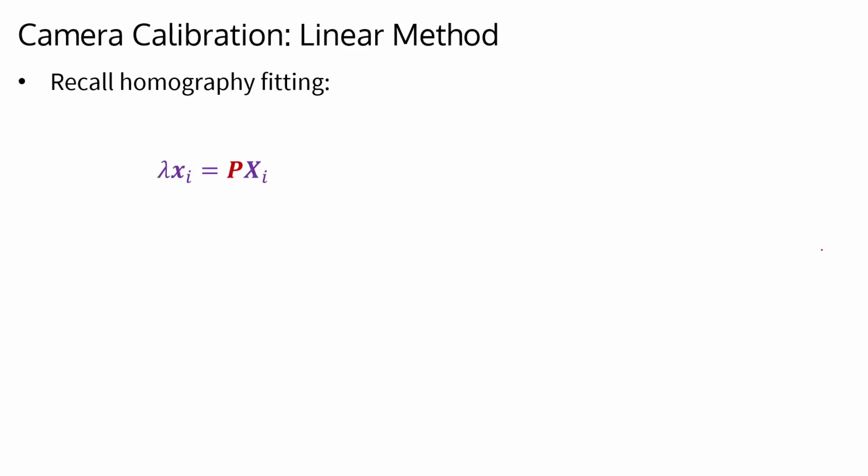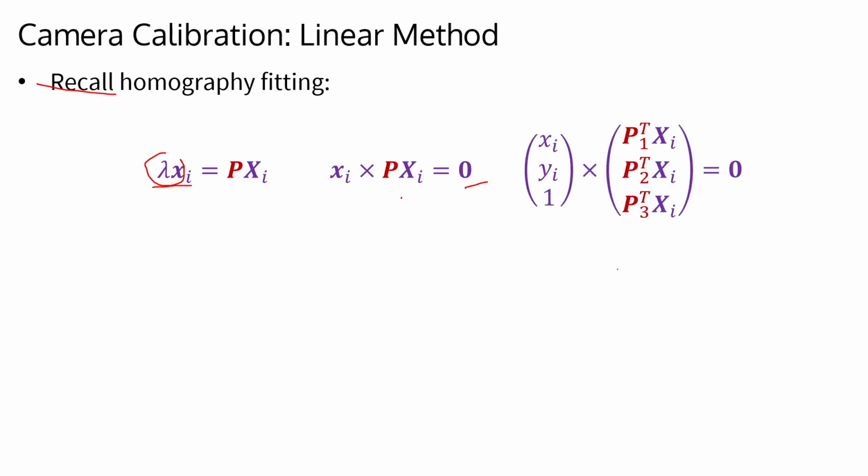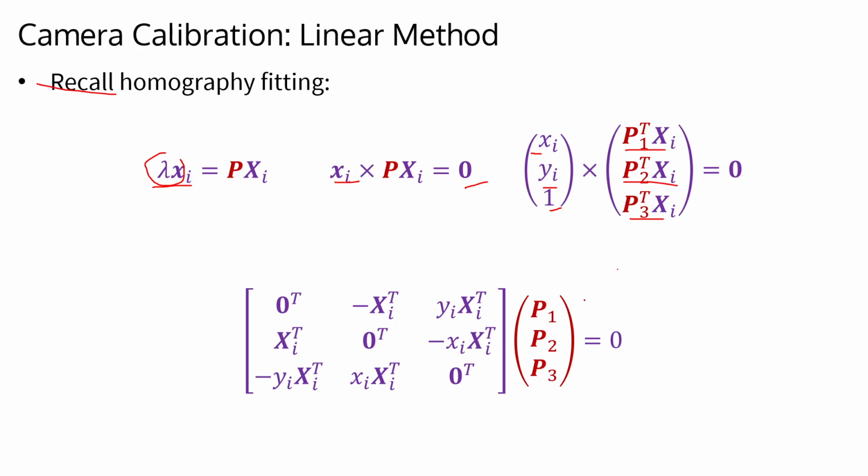We have initially fitted the homography like that. We can fit one here, but there are some tricks to be done, because the parameters are arranged in a more complicated fashion. So lambda xi equals P Xi. What we do is take the cross product with xi. Then on this side you get 0. Xi cross P Xi is 0. We expand xi as (xi, yi, 1), and P as 3 rows in this fashion, and then we can get them into one vector as this.